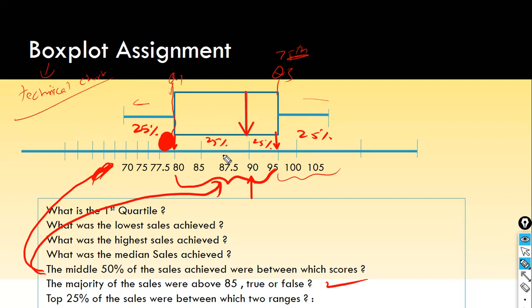You need to help the business people in your company with metrics like this. You need to tell them, I just plotted the data. In the first quartile, the sales achieved was 80, the lowest sales was 70, and then the highest sales. This is the kind of data you give to your management. You can tell them the middle 50% of sales were achieved between 80 and 95, and the majority of sales were above 85. The top 25% of sales were between 95 and 105.